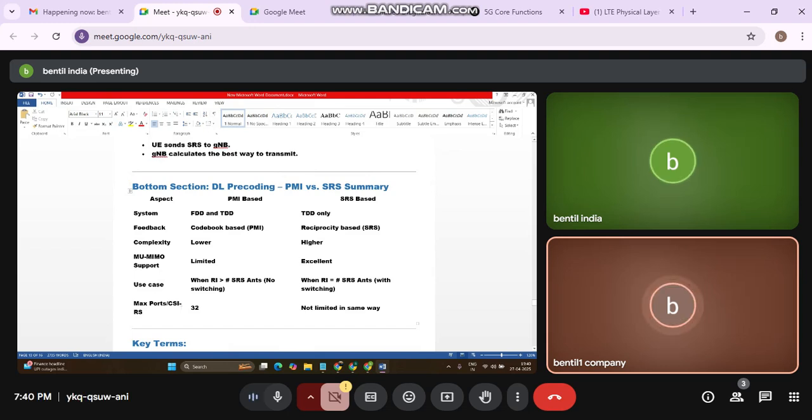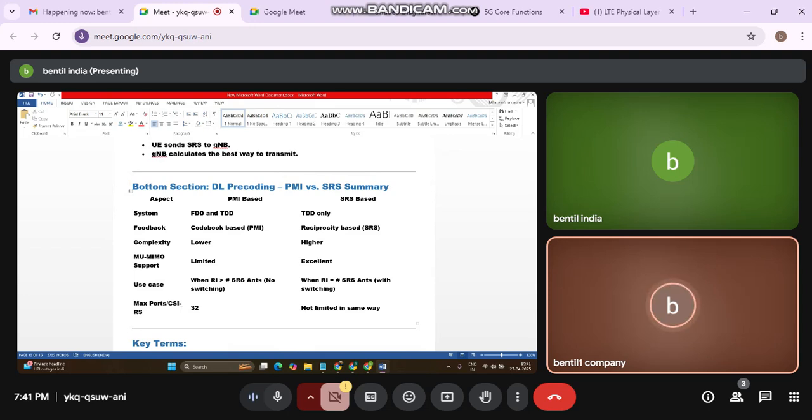So considering the aspects of PMI based or SRS based, we'll talk. When we consider system as an aspect, PMI based is used in FDD and TDD. SRS based is only TDD, as already mentioned. Feedback: PMI uses codebook based feedback, and SRS based is reciprocity based, purely depending on the SRS itself. It doesn't require a codebook. Complexity: PMI is lower and SRS is higher.